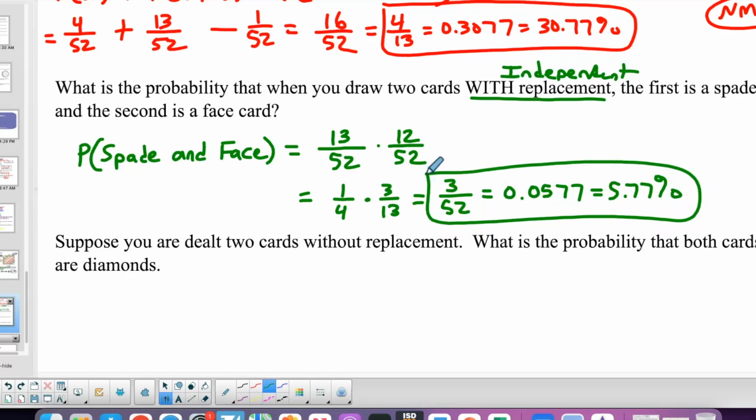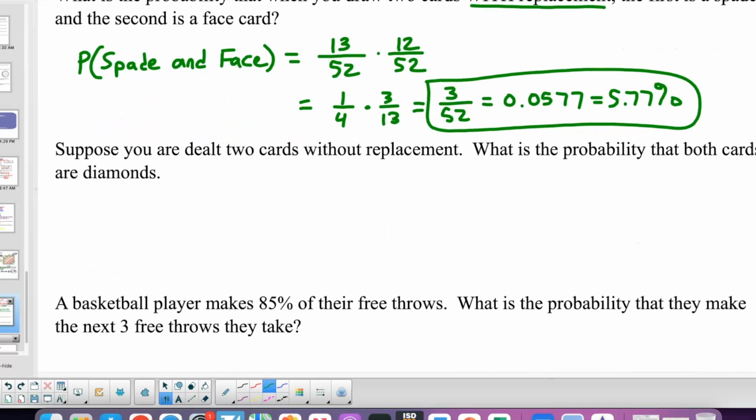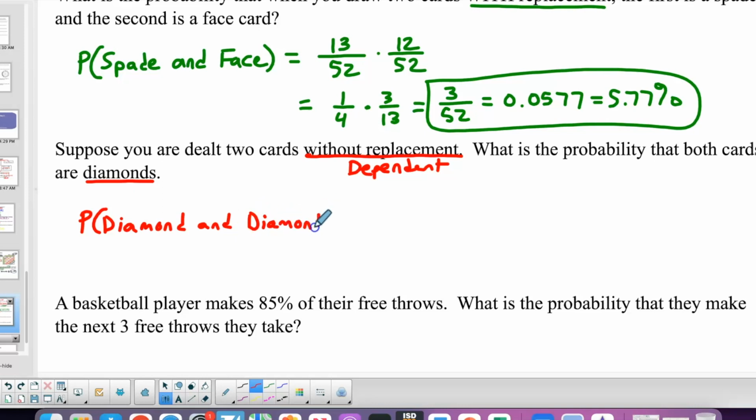Suppose you're dealt 2 cards without replacement. All right, so this next one, it says without replacement. Now this is different. This is called dependent. So now it's still going to be a multiplying problem, but we're not putting the first card back. So what that means is the second fraction has only a certain amount out of 51 because we've taken one of the 52 cards out. We want them both to be diamonds. So we want the first one to be a diamond, and we want the second one to be a diamond. So that's what they're asking us to do.